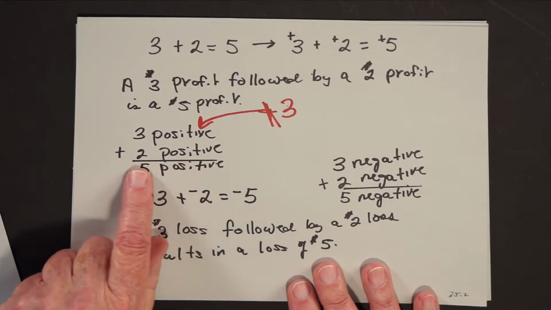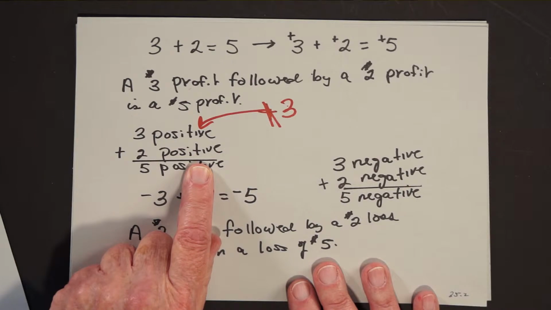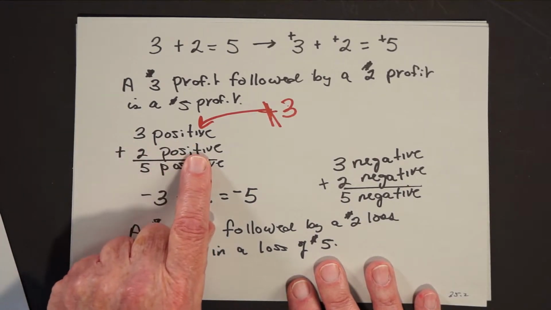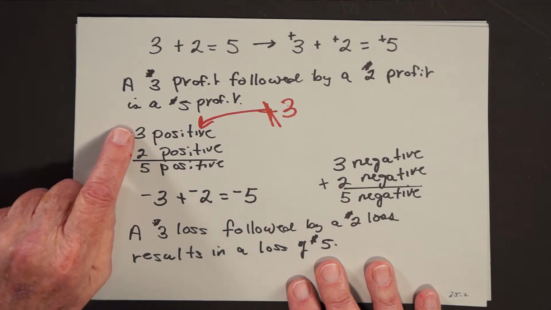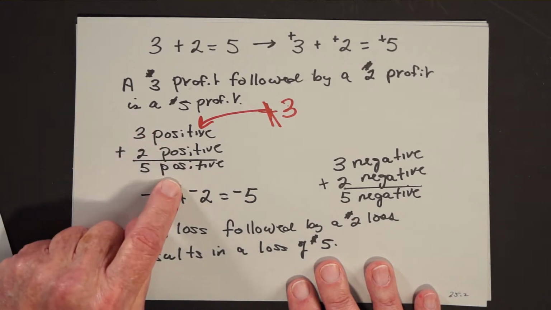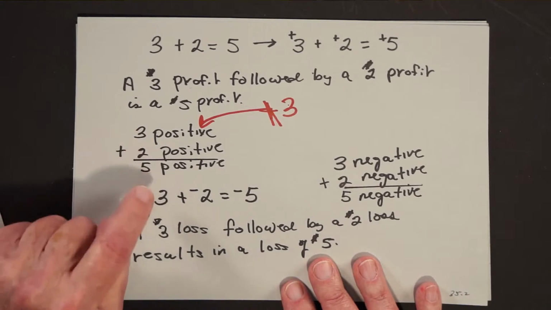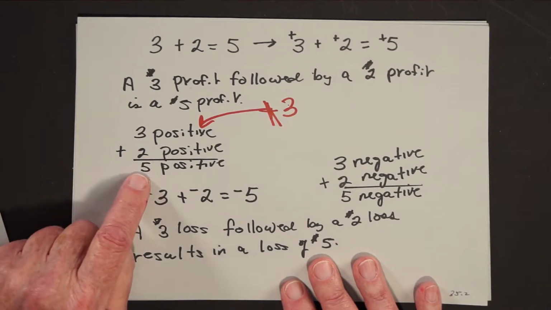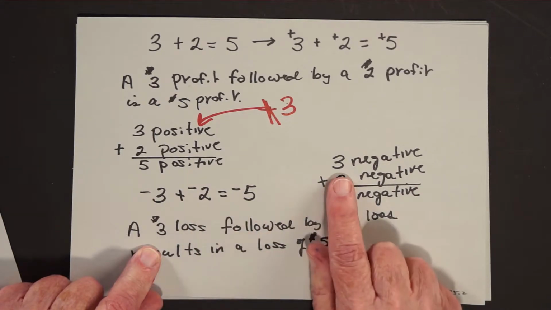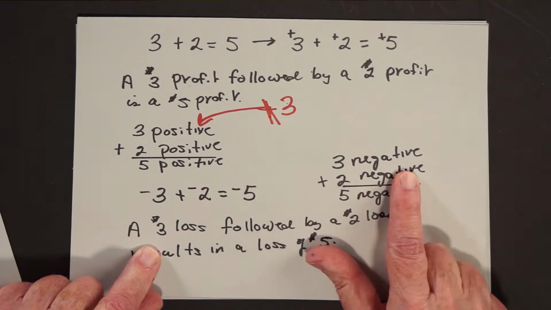So look at 3 positive plus 2 positive. What are the 3 and 2 doing here? They're modifying positive, okay? 3 plus 2 is 5 whenever 3, 2, and 5 modify the same noun. So according to that rule that we learned way back early in our course, 3 positive plus 2 positive is 5 positive, okay? In a similar way, negative 3 plus negative 2, that says what? 3 negative plus 2 negative.